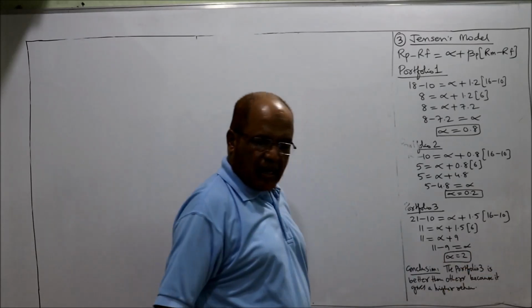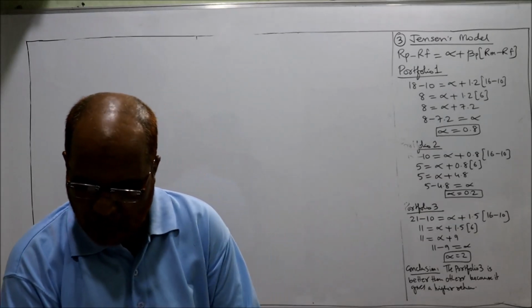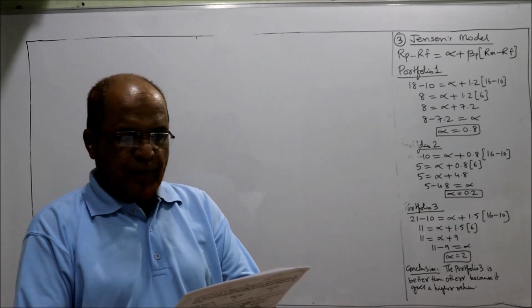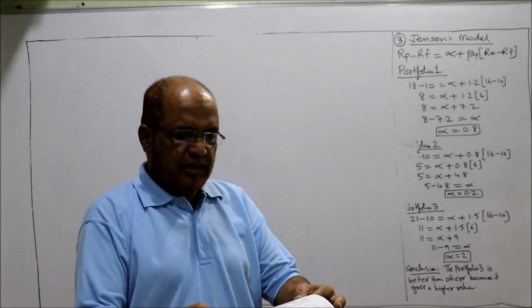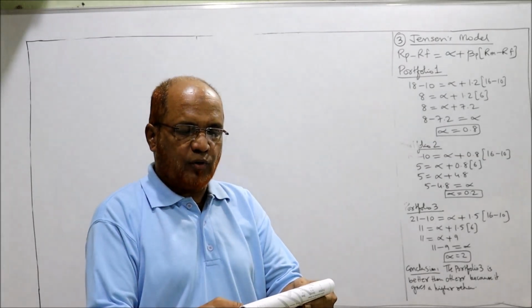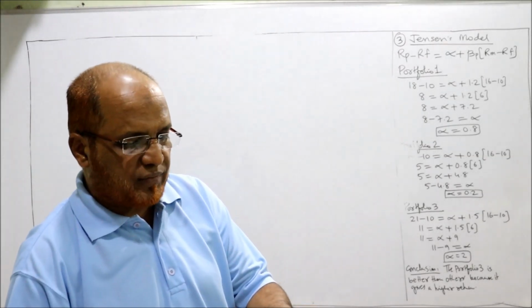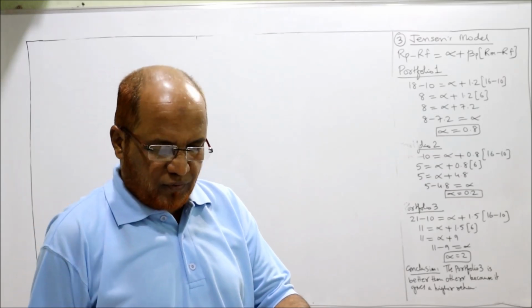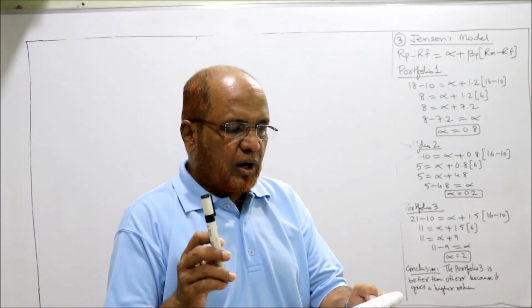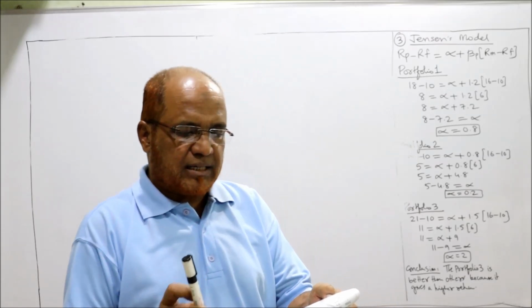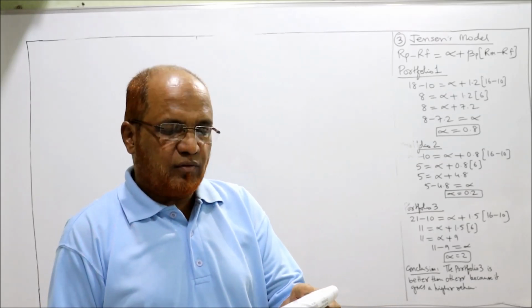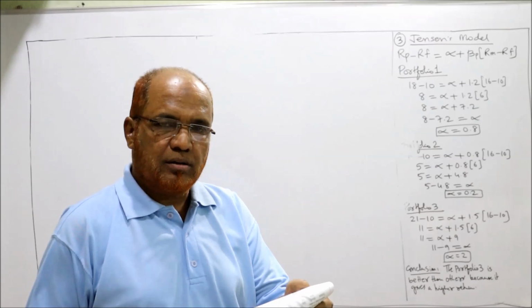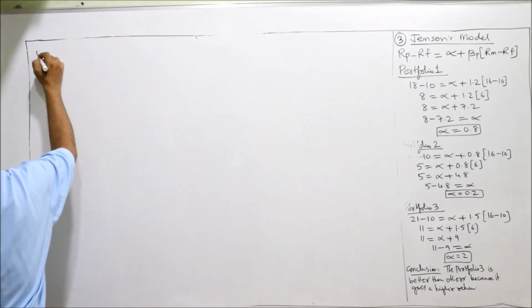Come on, now we'll start problem number 4. Determine Jensen's measure of portfolio performance based on the following information and state which portfolio is better. Portfolio XYZ, market index. So here we have to apply only Jensen's measure.